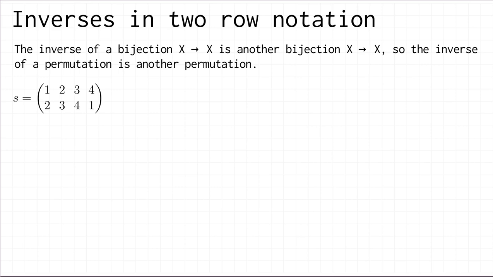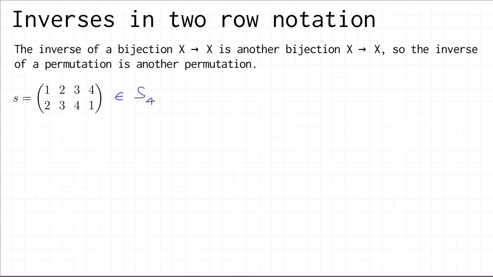If you have an invertible function, let's say f, then its inverse is also invertible, because if f has inverse f inverse, then f inverse has inverse f. So the inverse of a bijection from X to X is just another bijection from X to X. That means that the inverse of a permutation is another permutation. So let's take as our example this function s, which is a permutation. It belongs to S4 as a permutation of the set 1, 2, 3, 4.